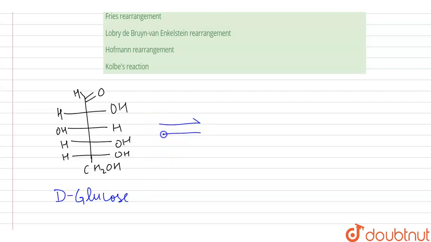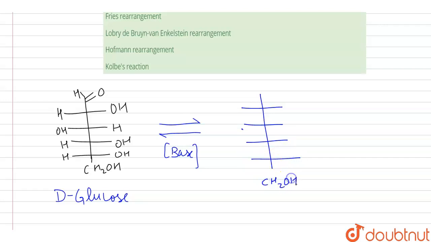Now it can convert itself into D-fructose. So if we see the structure of D-fructose, here it's CH2OH, here it's OH. Here it's double bond O, and here it's CH2OH. And here there is no bond. Okay, here there is no bond.